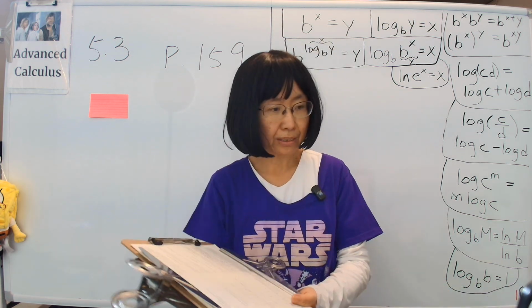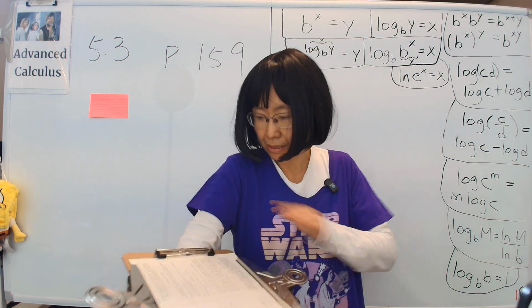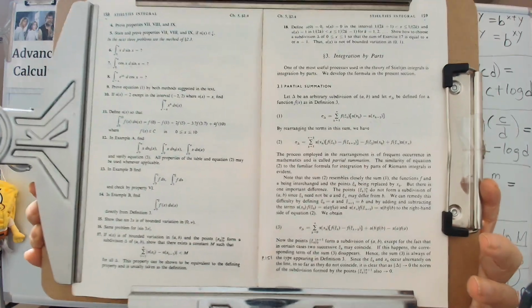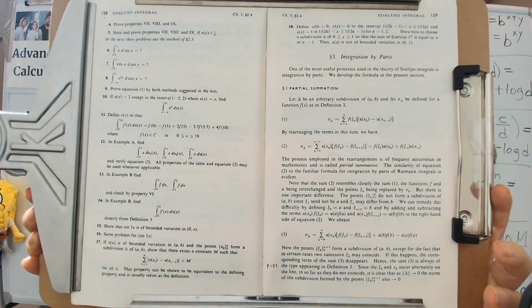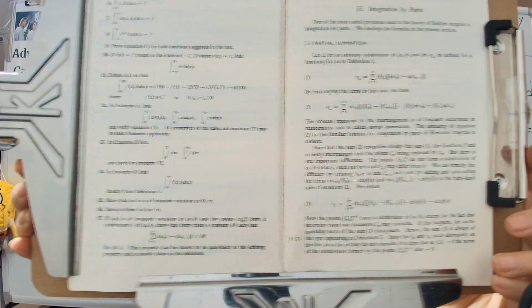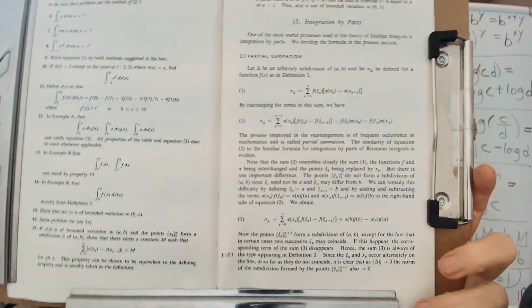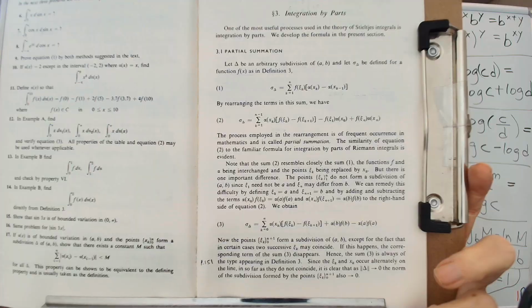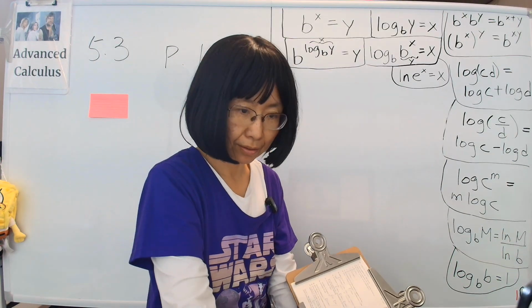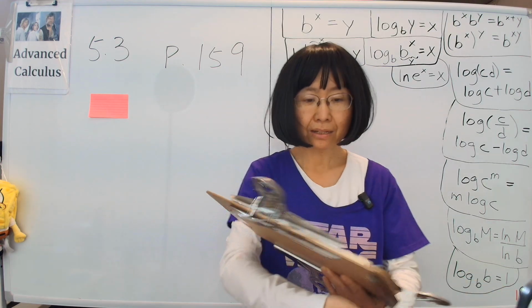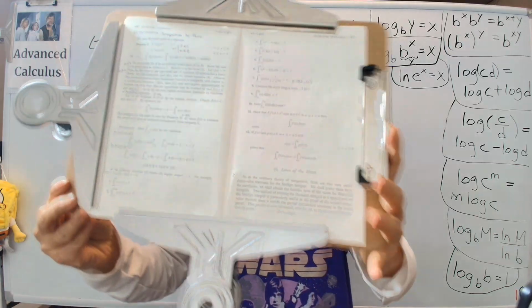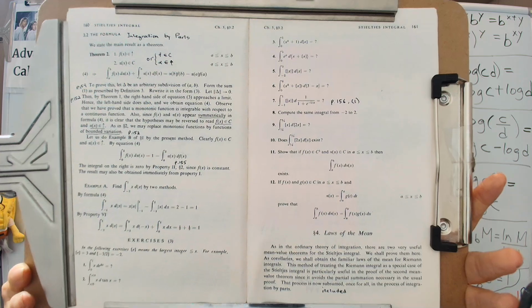Today we're going to do section 5.3. First, let's look at the book. This page has already been scanned, so I just need to focus a little bit on the new area. Okay, that should be good enough. And next, page 160 and 161, and that's it. This is today's short section.